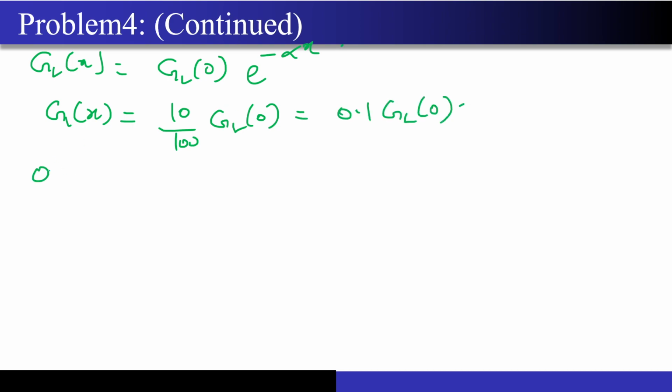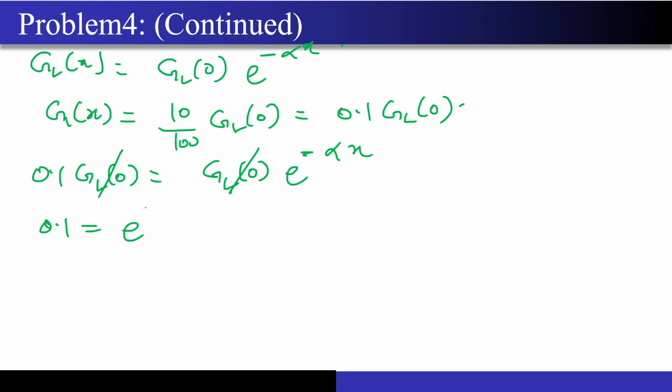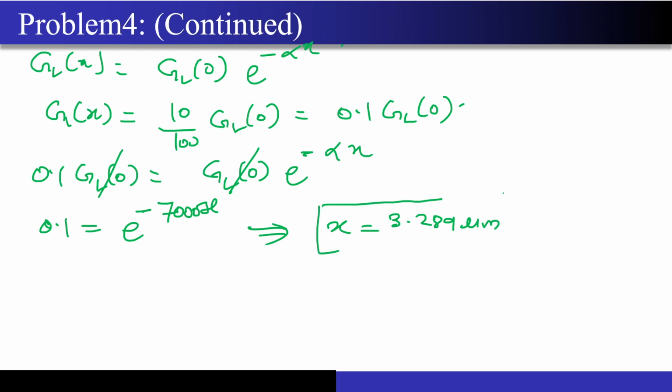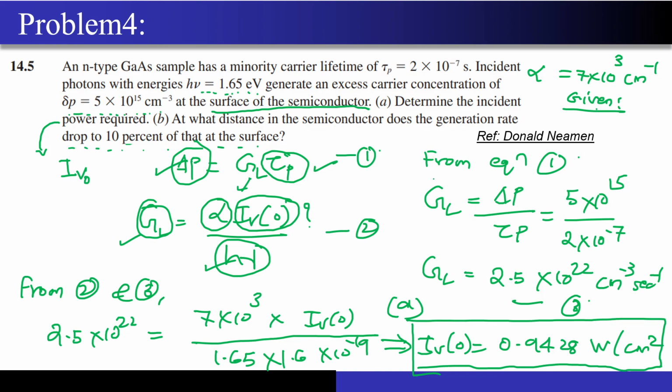So let me substitute it. 0.1 times GL of 0 is equal to GL of 0 into e to the power minus alpha x. So GL of 0 and GL of 0 cancel, right? So 0.1 is equal to e to the power minus 7000 times x, since alpha has been given as 7000, right? So from here you can easily calculate the value of x. This x will come out to be around 3.289 micrometers. So at this particular distance the generation rate will actually drop to just 10% of what it was at the surface of the semiconductor material, right? Again a good numerical. It was taken from the unsolved examples of Donald Neamen, right?